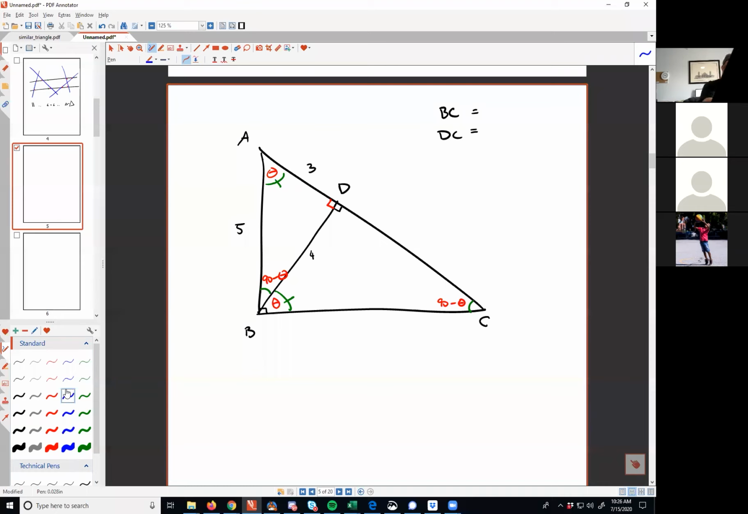Triangle ADB is similar to triangle BDC. Did you say BDC? I said triangle ADB is similar to triangle BDC. Okay, and I wrote ABD, so I switched those, so I'll have to switch the last two. Okay, good. You were correct, but I'm writing them differently.